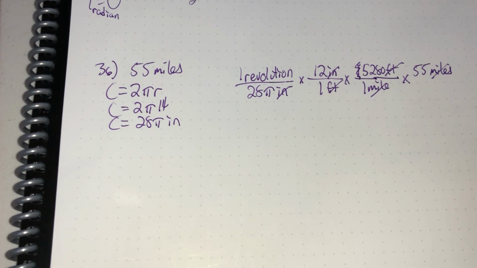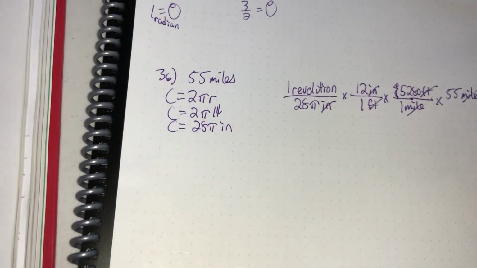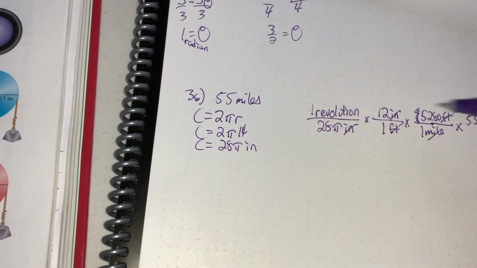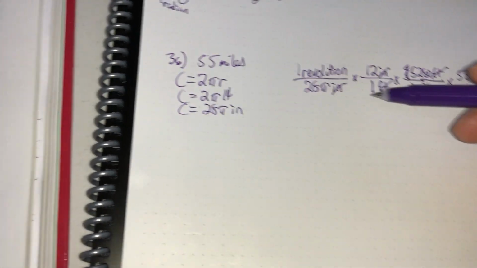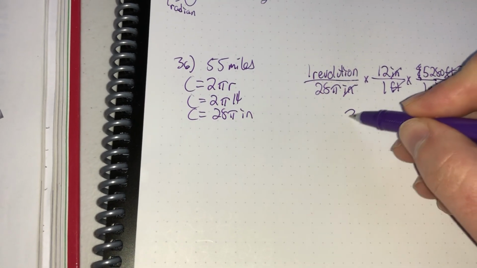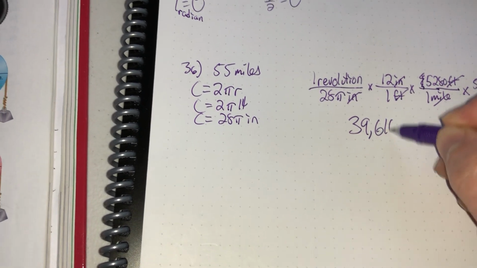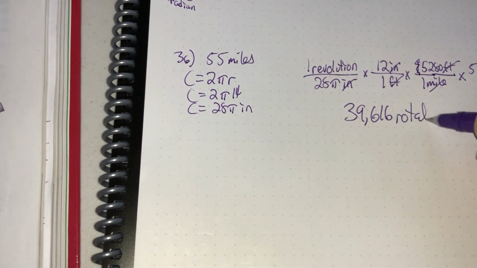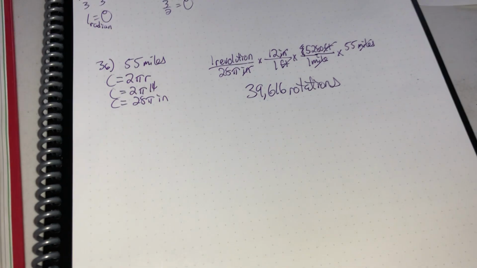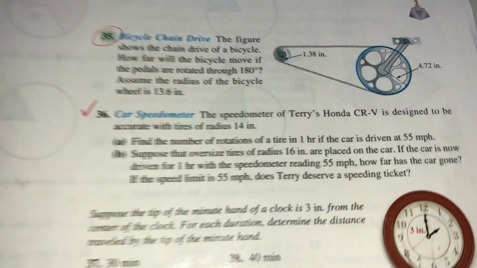So when you do all that math out, be careful with your parentheses. You want to make sure that 28 pi, you're dividing this whole top by this whole bottom. So your final answer should come out to be 39,616 rotations. Cool. Now, part B is a little bit different.